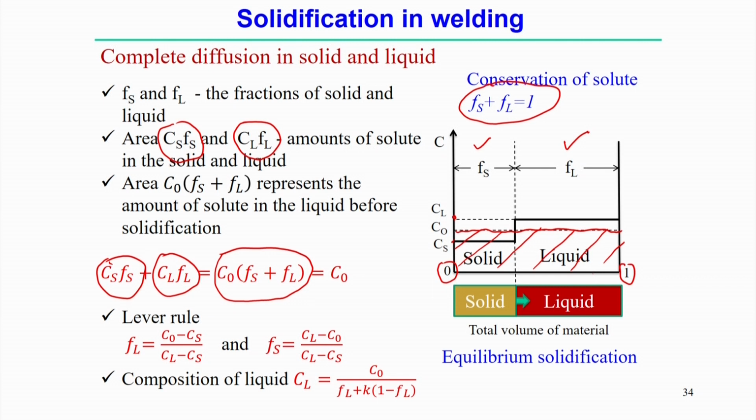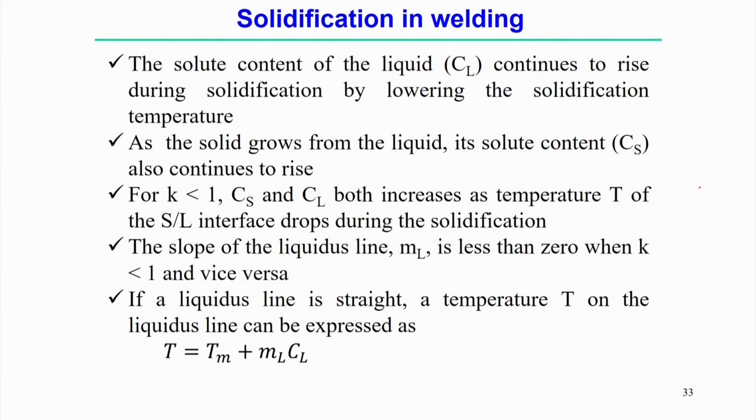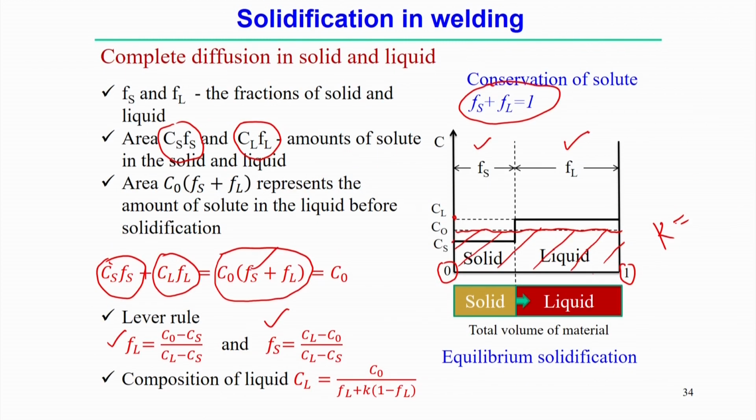That means it is equal to the area occupied by the solid phase plus the area occupied by the liquid phase. So, that total content should be equal to C0. Fs plus Fl is simply 1 according to the solute conservation, and that means it is equal to C0. From this equation we can easily find the liquid fraction and the solid fraction by applying the lever rule. And of course, the composition of the liquid can also be represented as Cl by C0 in terms of K, because K represents the ratio of Cs by Cl.